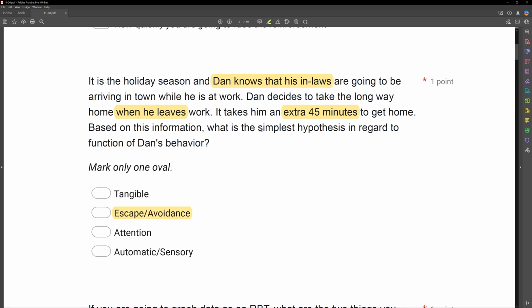So we're just looking for the most simple explanation here. And the most simple explanation is Dan knows his in-laws are in town, so he takes a long time to get home from work. He's just trying to avoid them. That's the simplest explanation. And we always want to go with the most simple explanation possible.